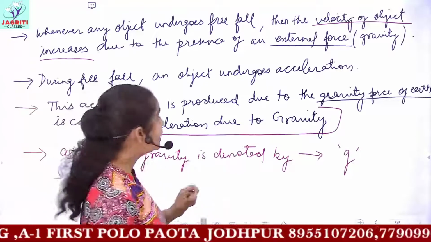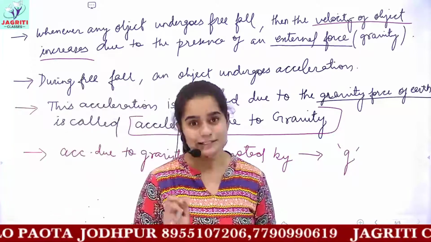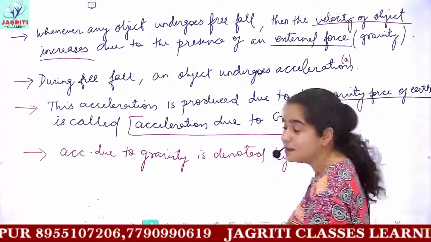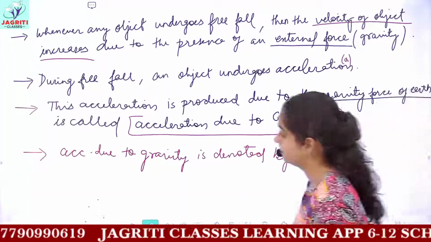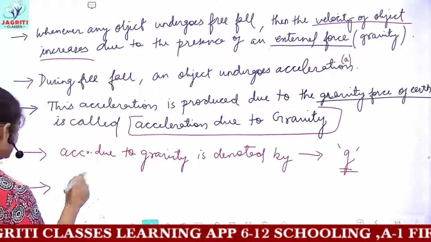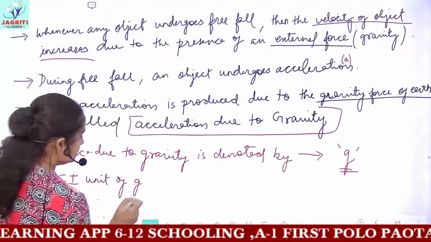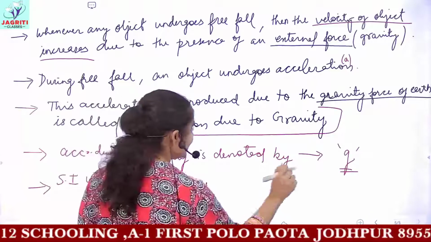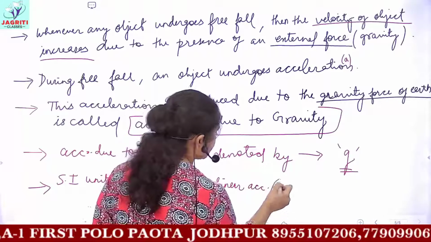Now I hope you understood what is meant by acceleration due to gravity. I explained the whole concept. Generally the acceleration is represented by the symbol a, but here the acceleration due to gravity is represented by the symbol small g. The next point is the SI unit of small g, which is the same as the SI unit of linear or normal acceleration, which is a.